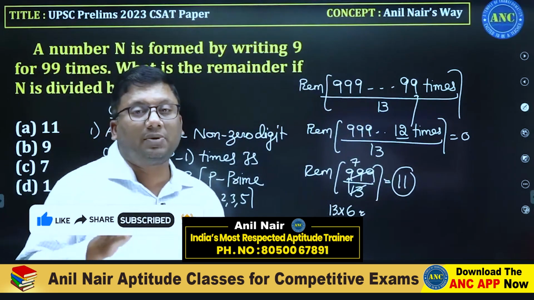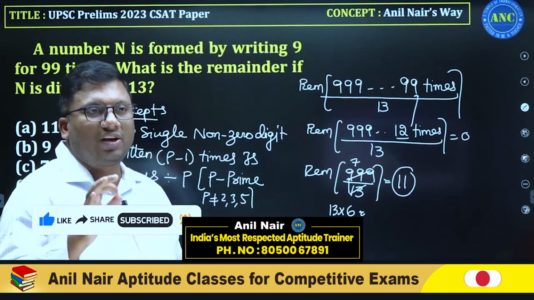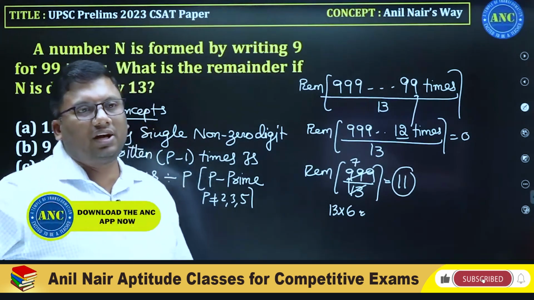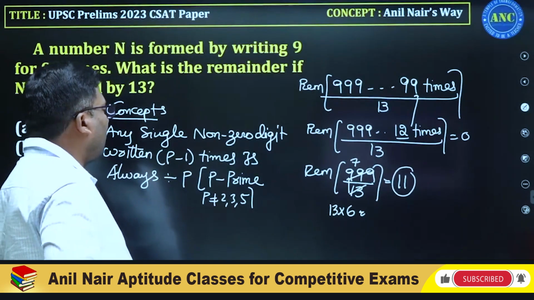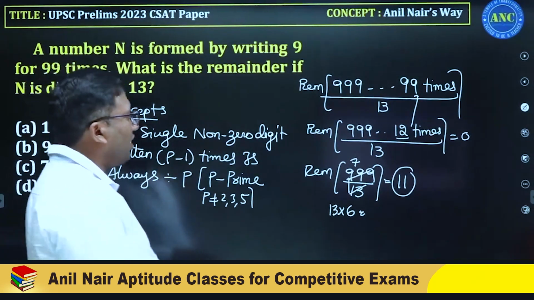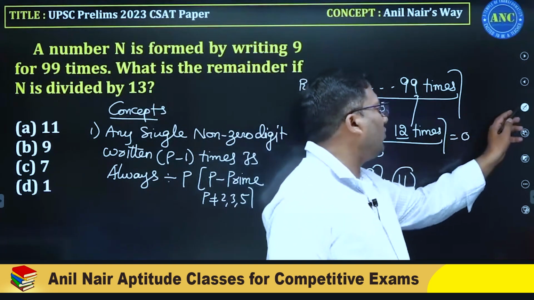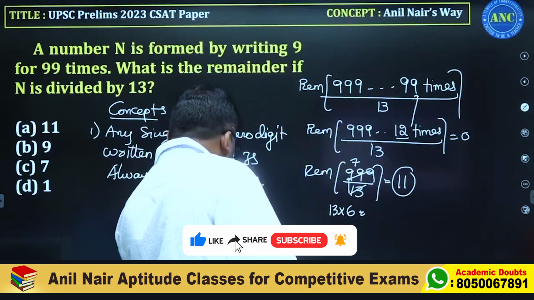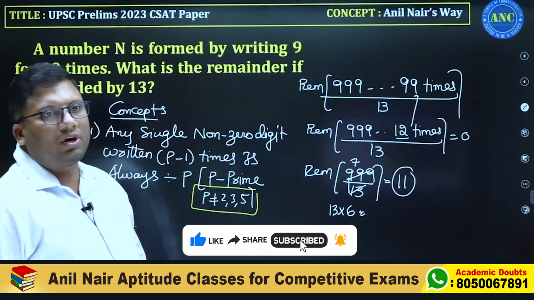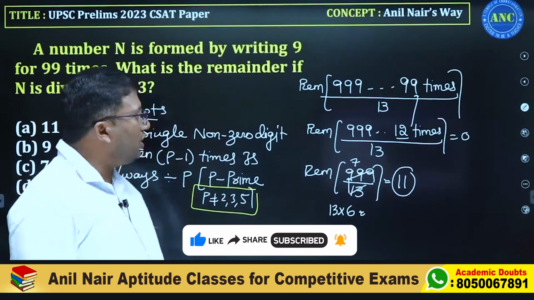What is the concept? Any single non-zero digit written p minus 1 times is always divisible by p, p not equal to 2, 3, 5. A smart student might ask me a doubt: sir, why did you write p not equal to 2, 3 and 5? Is there any reason?